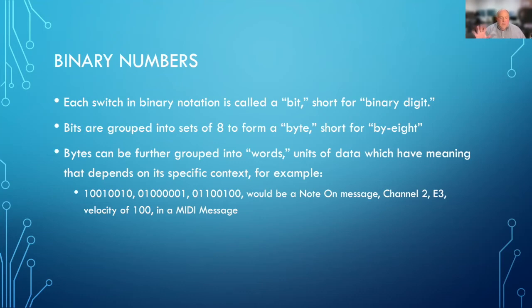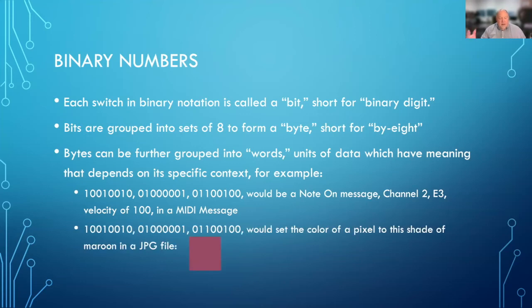For example, we might see a value that's like this: 1001, 0010, 0100, 0001, 0110, 0100. Now that in MIDI would be a note on message on channel 2. It will play the note E3 with a velocity of 0. Now, that could also be a color in a JPEG. And in this particular case, it's the color maroon.